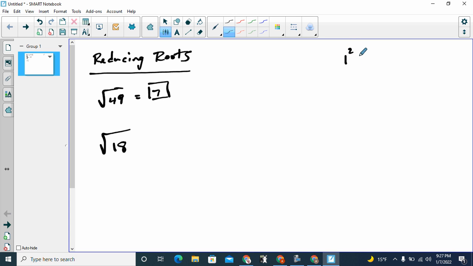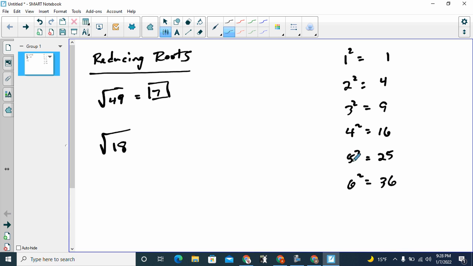Now remember, perfect squares would be 1 squared, or 1, 2 squared, which is 4, 3 squared is 9, 4 squared is 16, 5 squared is 25, 6 squared is 36, and so on. There's a bunch more. So what we're trying to do is find one of these that goes into 18, that is a factor of 18. 9 times 2 gives me 18.